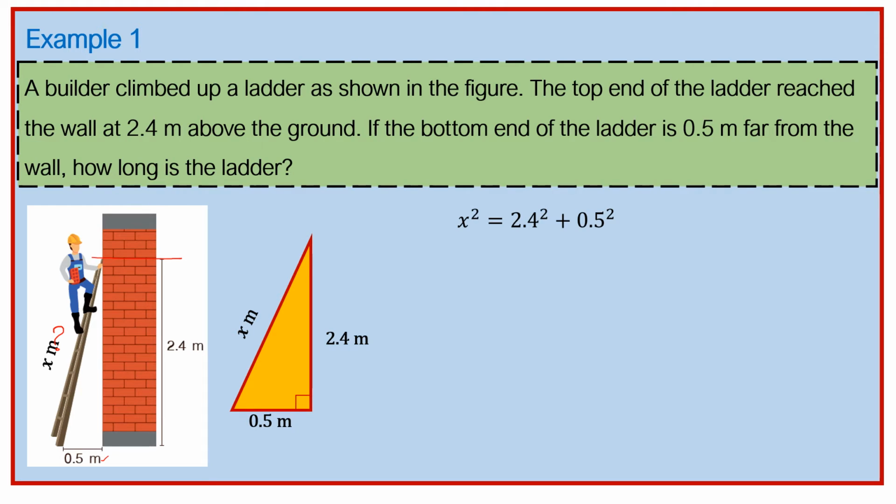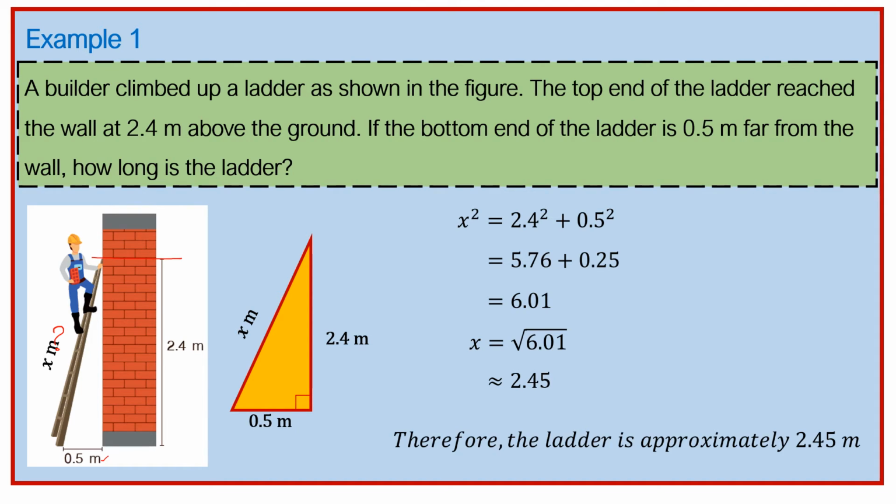So we get x squared equals 2.4 squared plus 0.5 squared, to get 5.76 plus 0.25, and we get 6.01. Then, since we need to know the length of the ladder, it can't be negative. So that's why we will take the positive square root of 6.01. And for that case, we get the approximate length of 2.45. Therefore, the ladder is approximately 2.45 meters.